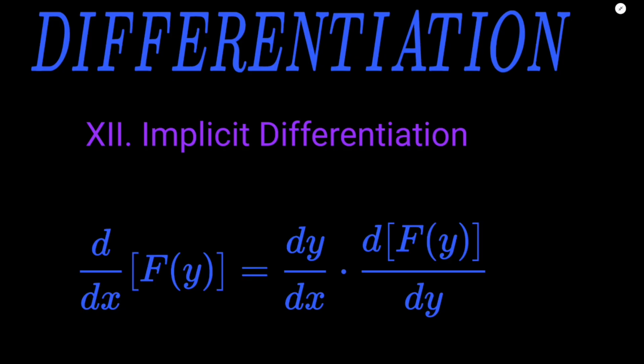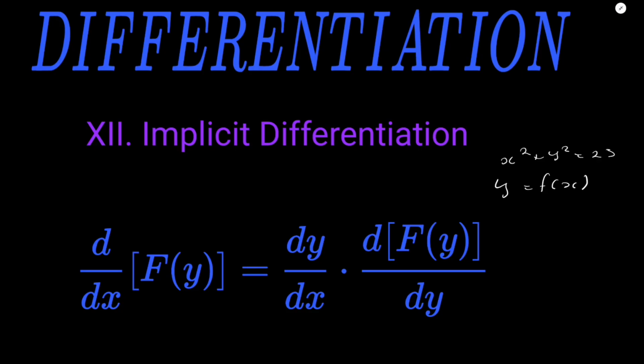In this video, we are going to cover implicit differentiation. Sometimes functions are not given explicitly, like y equal to f of x, but implicitly, for example, x squared plus y squared equal to 25. Here, y is not isolated. So implicit differentiation allows us to find dy/dx without having to solve for y explicitly.